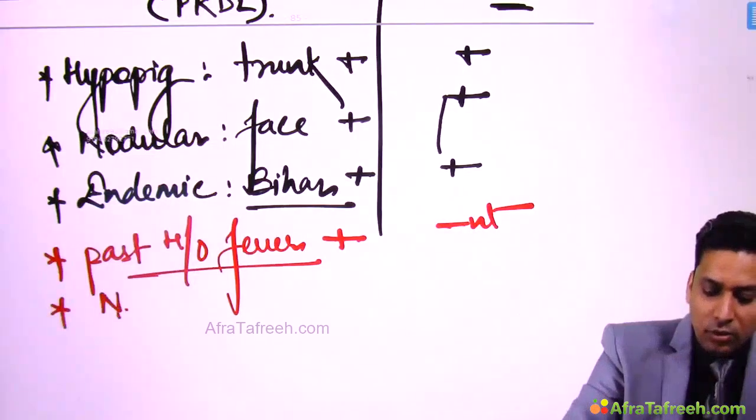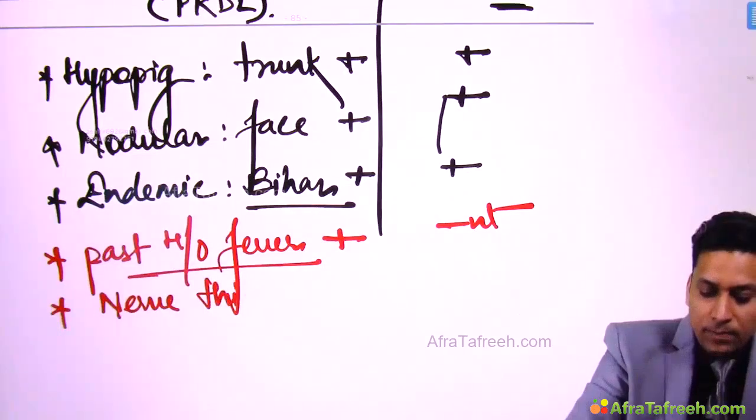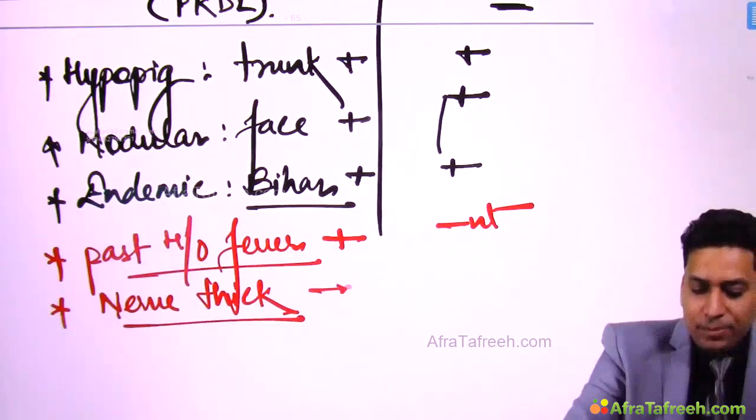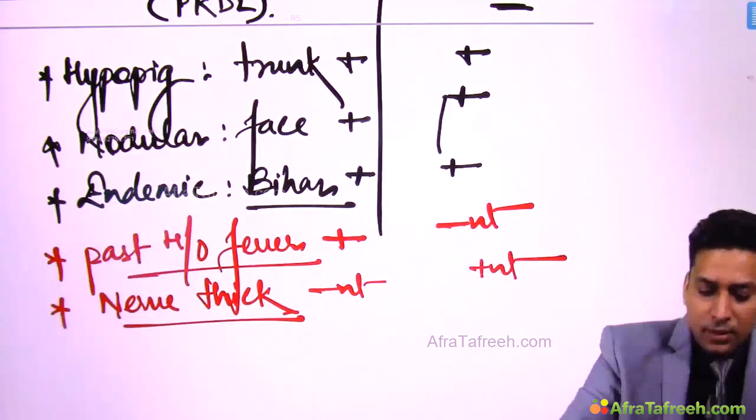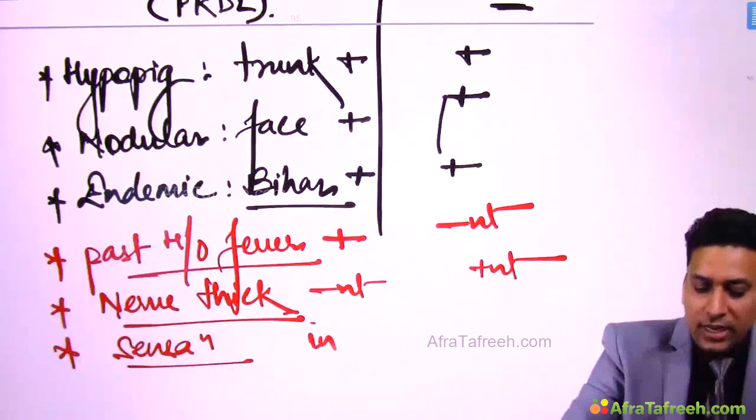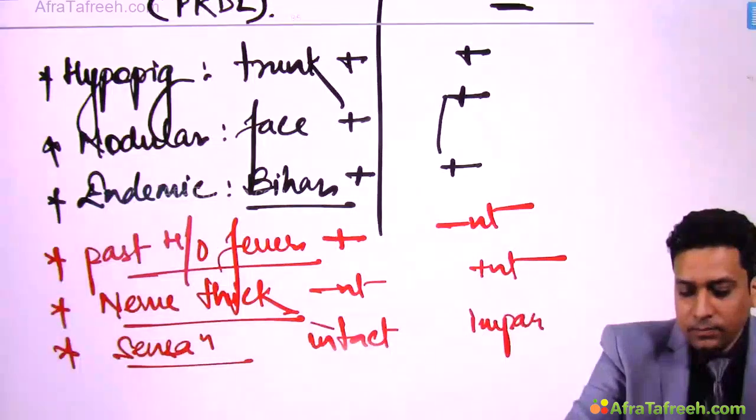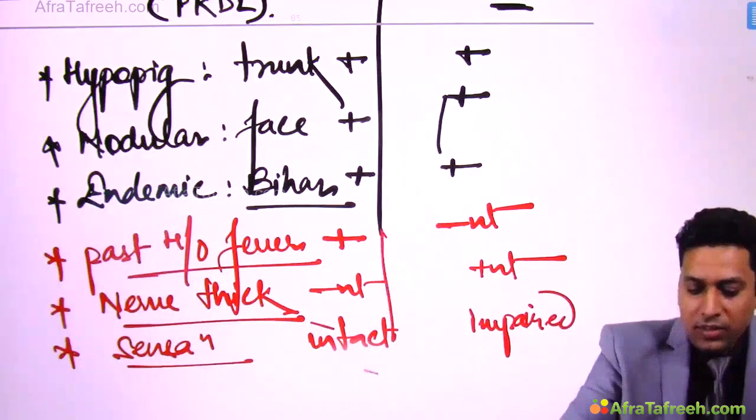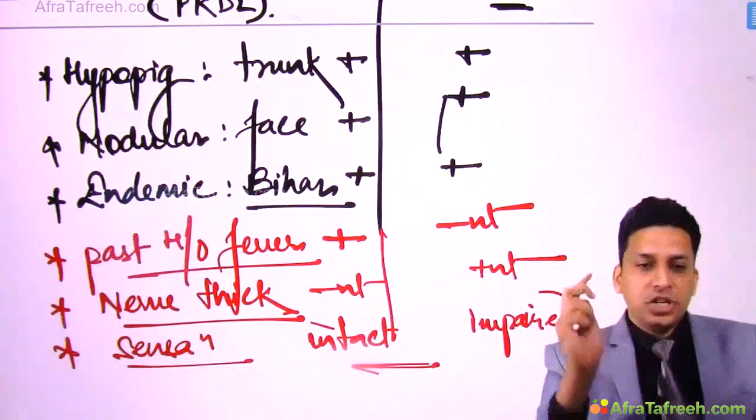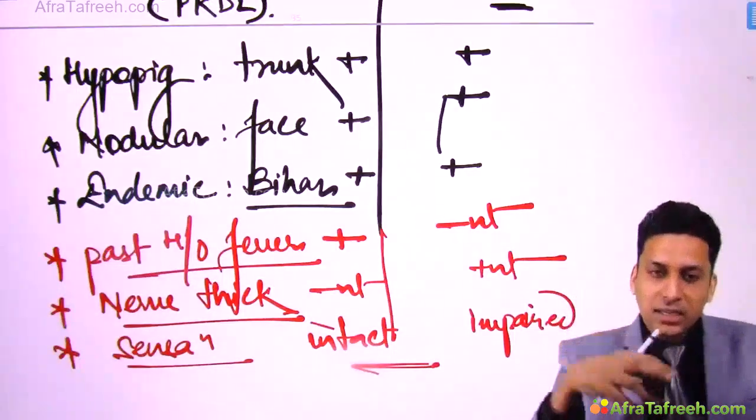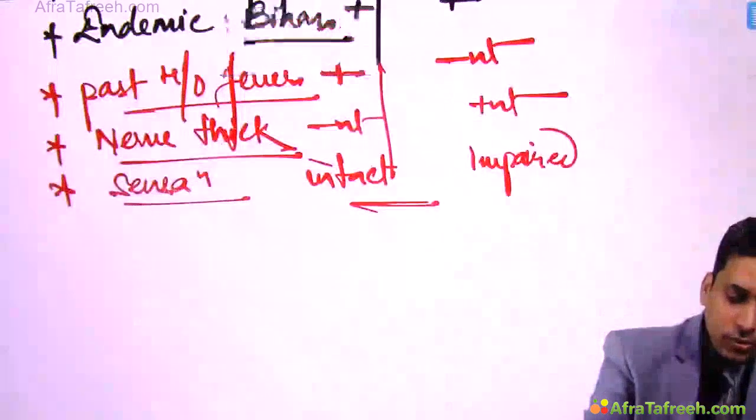The other thing you can look for is nerve thickening. Nerve thickening is absent in PKDL, but it might be present in leprosy. Similarly, you can check for sensation. Sensation is intact here, while it might be impaired in leprosy. So with the help of these points, you can very easily differentiate. The first three features are the same, but the last three can help you answer these questions.